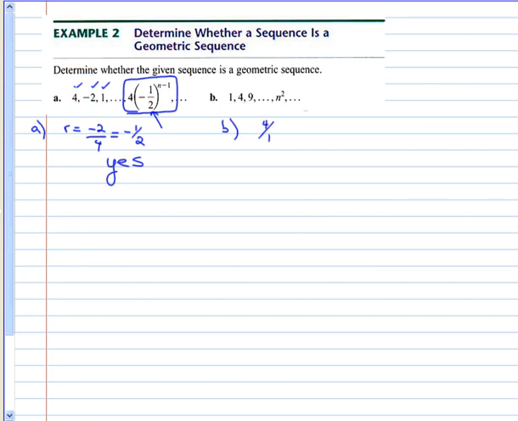If I take 4 divided by 1, I get 4. If I take 9 divided by 4, I get 9/4, or 2 and 1/4, but it's not the same value. It's not a geometric expression because I'd have to have the same ratio every single time. That one doesn't fit.